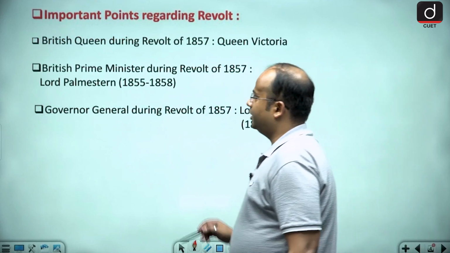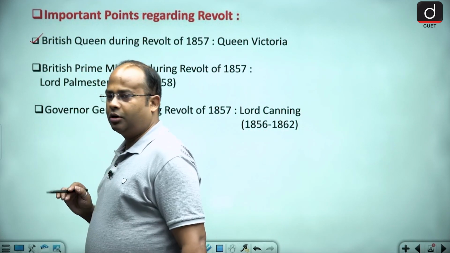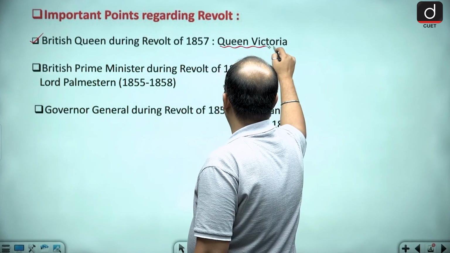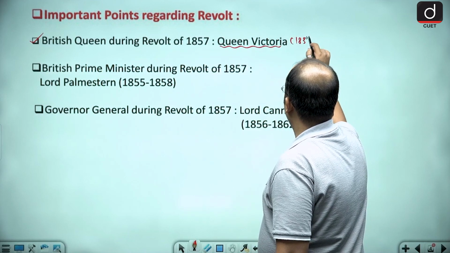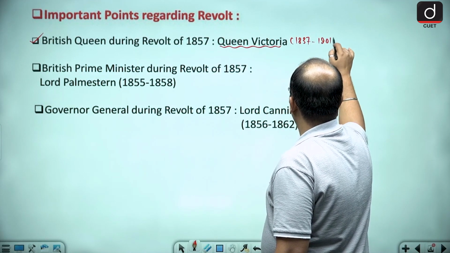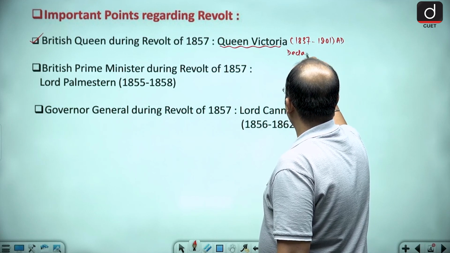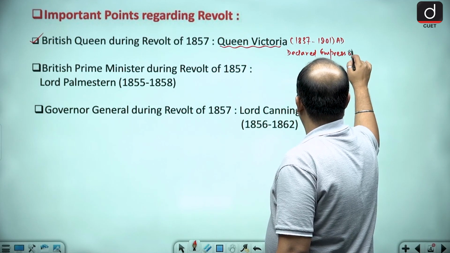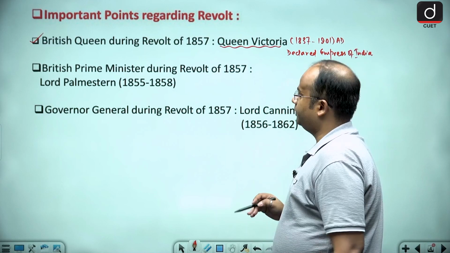So first important point, my dear friends: who was the British Queen during the revolt of 1857? The British Queen during the revolt of 1857 was Queen Victoria, and she ruled from 1837 till 1901 AD, and she was declared Empress of India.